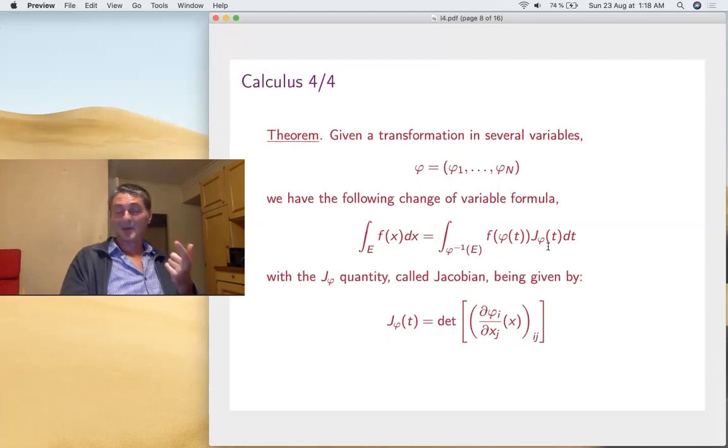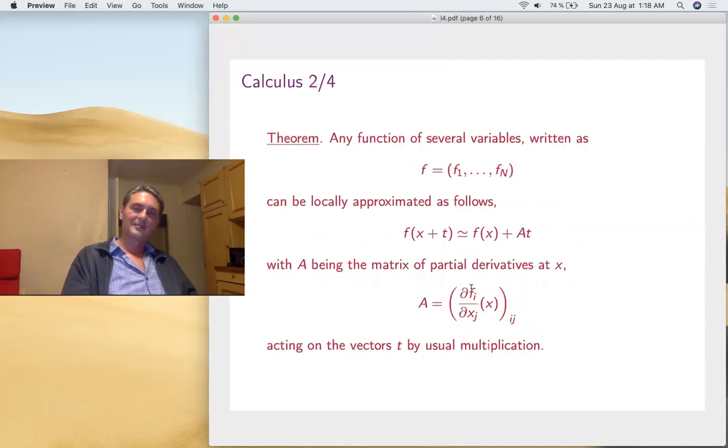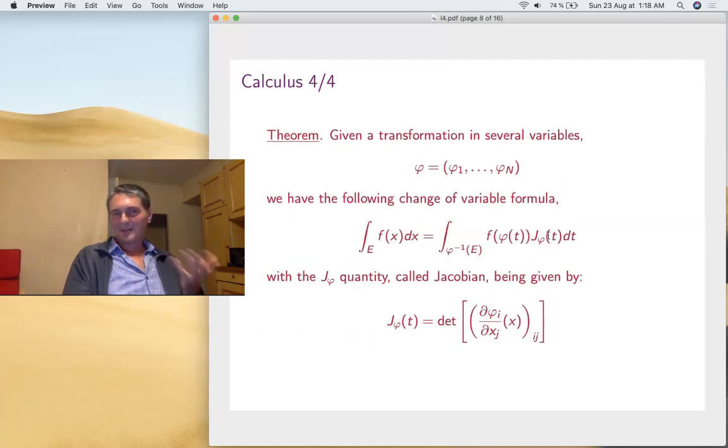Okay, so I need a number here. It's not like what we were doing before. Let's go back. You see here I have this matrix multiplied by a vector. Now here I don't need a matrix, I need a number, and the number is the determinant of that guy. So of course this generalizes what happens in one dimension. Now why is this true?